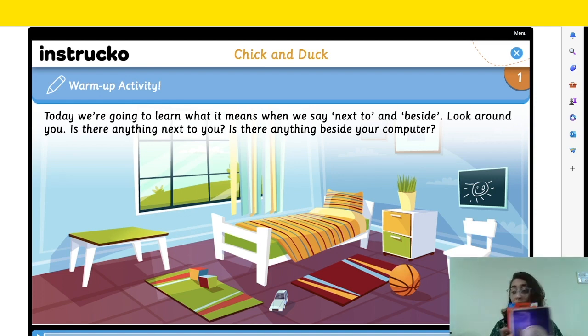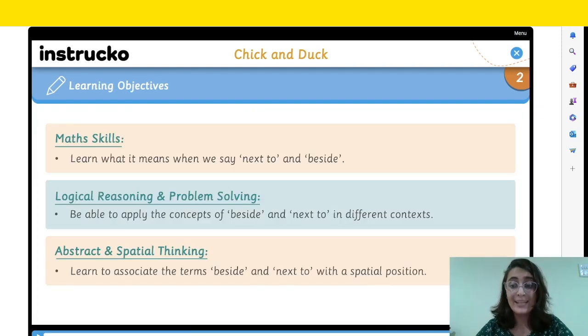Now come on, you do the same thing. Look around you, look around your computer. Do you see anything that is next to your computer? Or do you see anything that is next to your chair? Maybe another piece of furniture? Or maybe there's a mouse next to your computer, or a notepad maybe. So tell me, all of you, what is next to your computer. Okay, now let's start with the story of Chuck and Gus.